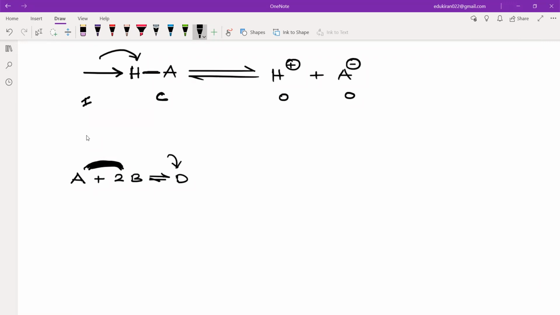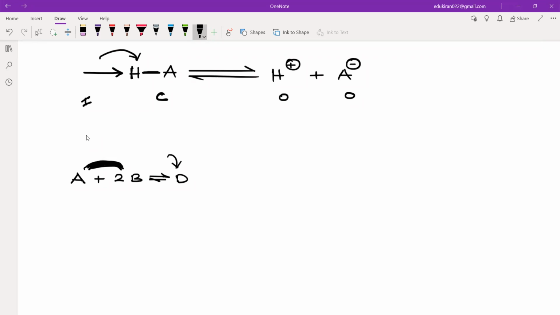And in this reaction, what is happening? This HA bond is getting broken. And how easily this HA bond gets broken will determine how strong an acid is. Because if this HA bond easily gets broken, that means this acid is a strong acid. And if it requires some energy and it is difficult to break this HA bond, that means we will say that it is a weak acid.